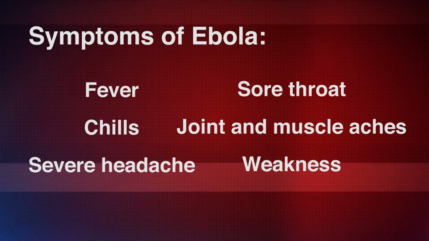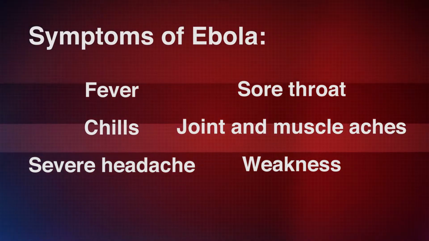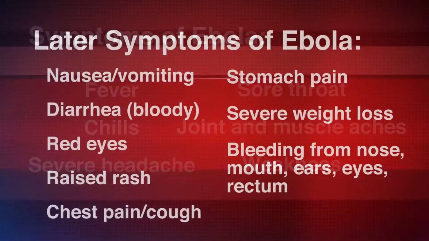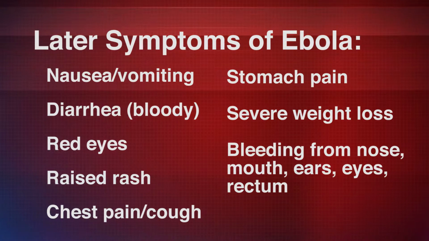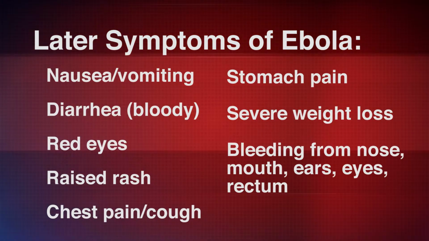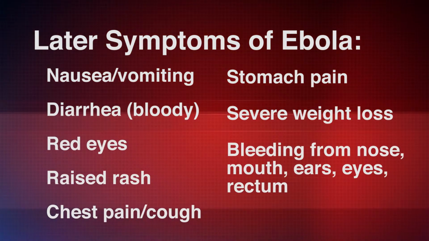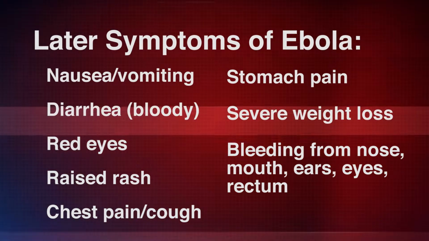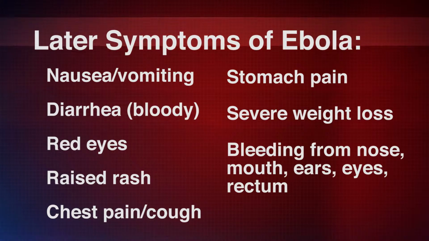The initial symptoms of Ebola include fever, severe headache, joint and muscle aches, chills, and weakness. Later symptoms of the disease can include nausea and vomiting, diarrhea which may be bloody, red eyes, raised rash, chest pain and a cough, stomach pain, severe weight loss, and bleeding from the nose, mouth, rectum, eyes, and ears.